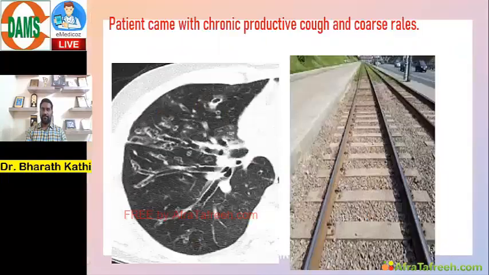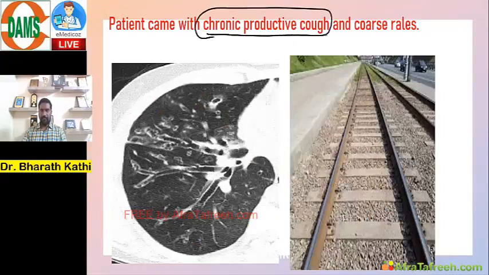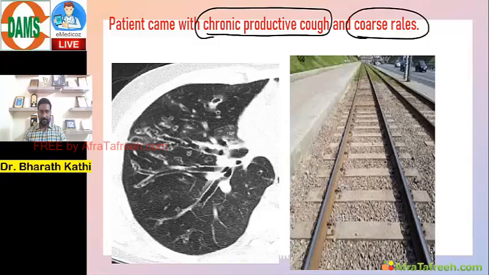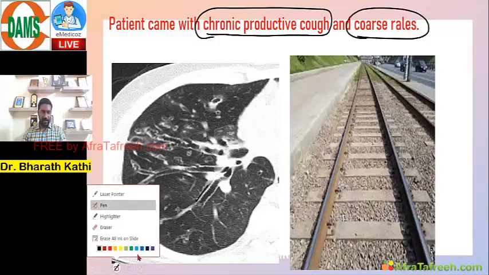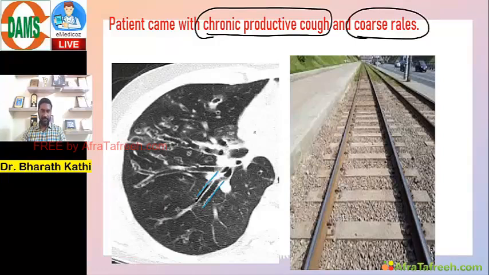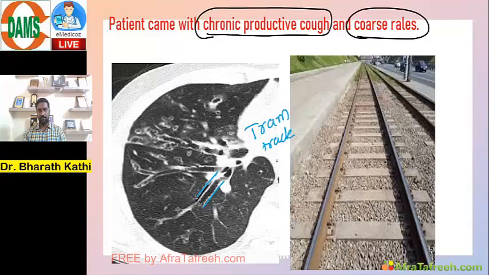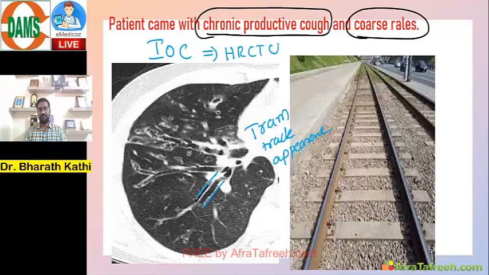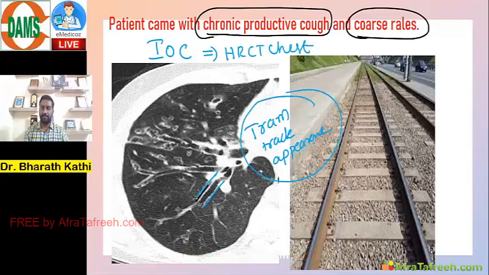Then bronchiectasis, you must know how to identify the patient with bronchiectasis. History will be chronic productive cough and crepitations. And CT chest, there will be these dilated airways. So what are these dilated airways appearance called as? It is called as tram track appearance. An investigation of choice in bronchiectasis is an HRCT chest. And what do you see? It is tram track appearance.